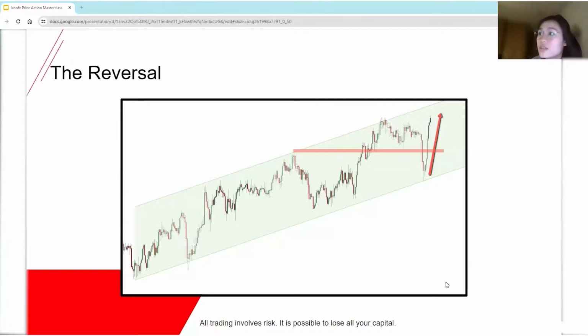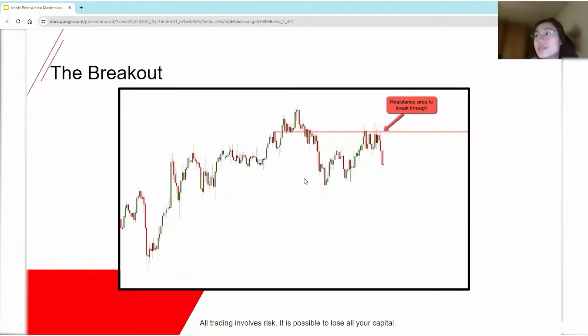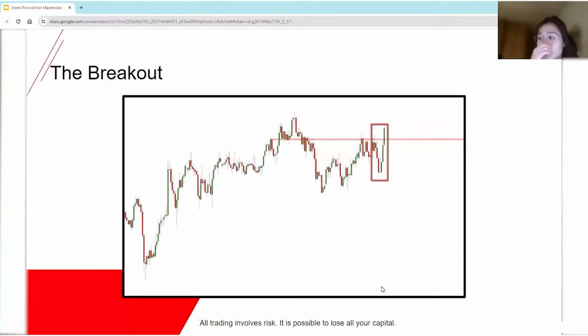Next, let's look at the breakout. We have this resistance area, with one swing high, swing low, and a couple of swing highs. Basically, when there are bulls and bears that respect that area, or there are swing lows and swing highs that respect that area, it's called an overlap level. And this is a very strong resistance area where we are expecting price to break through. You can see that's exactly what happened here as well.